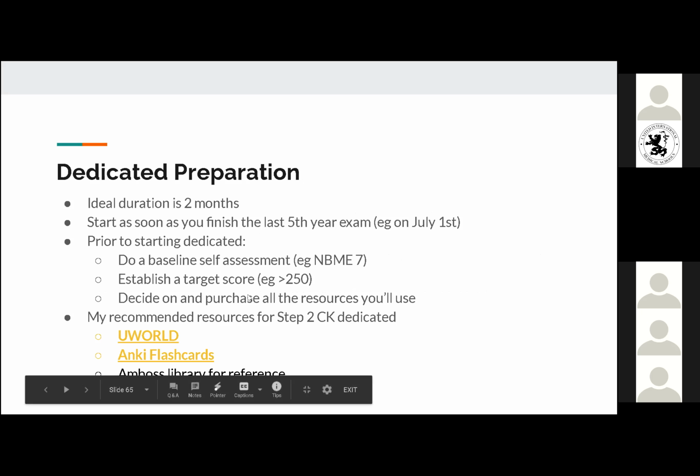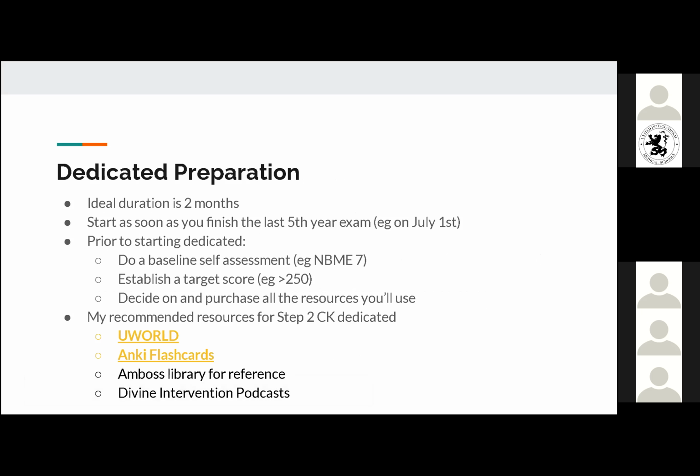So for Step 2 CK, the ideal duration for dedicated preparation is 2 months. So you start as soon as you finish the last 5th year exam. For example, you start on July 1st. And then prior to starting dedicated, same as Step 1, you have to do a baseline self-assessment. I recommend NBME 7, and you have to establish a target score. Most people, their target score for Step 2 CK is more than 250. If you want to do well on it, this basically is a good score.